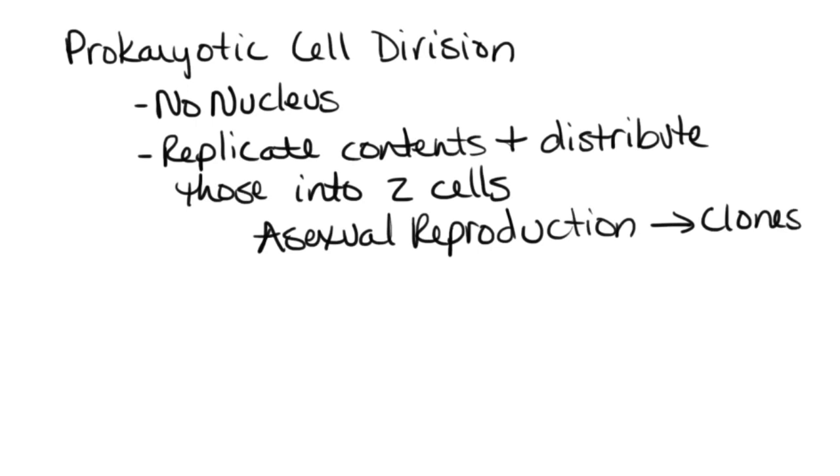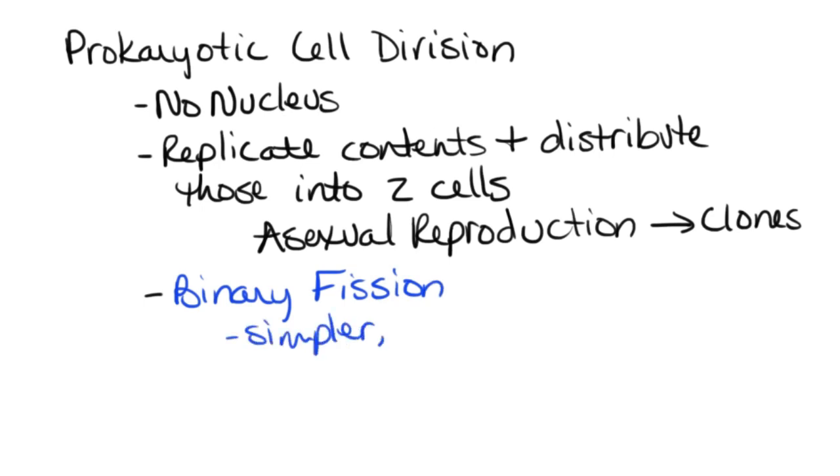So in this case, we are producing clones. So we're going to go through and talk about this asexual reproductive cell division that we have in prokaryotic cells. And this is going to be called binary fission. What we'll find with binary fission is this is going to be simpler, and it's also going to be faster than what we had taking place in eukaryotic cells.